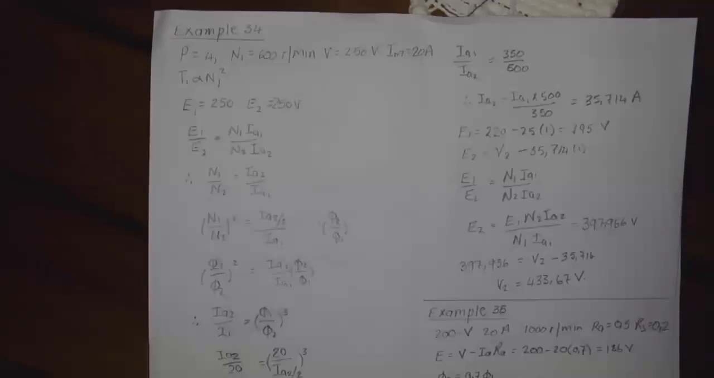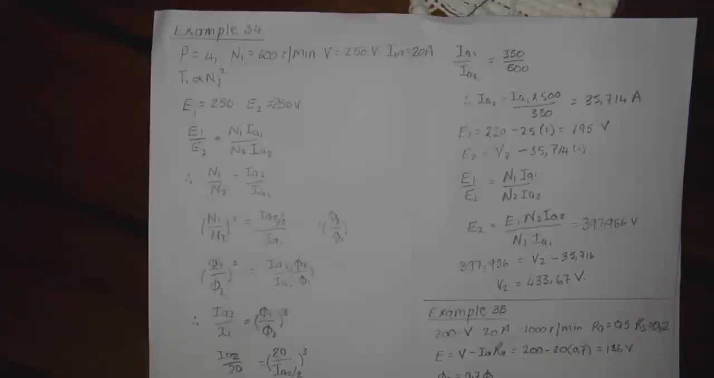And also that n1 squared over n2 squared gives us IA2 over 2 because of the resistance that is in parallel with the field. So those two are the same. So therefore, only half is going to set the flux up.